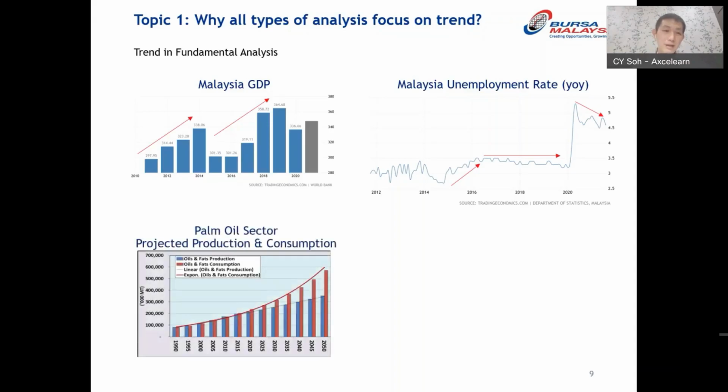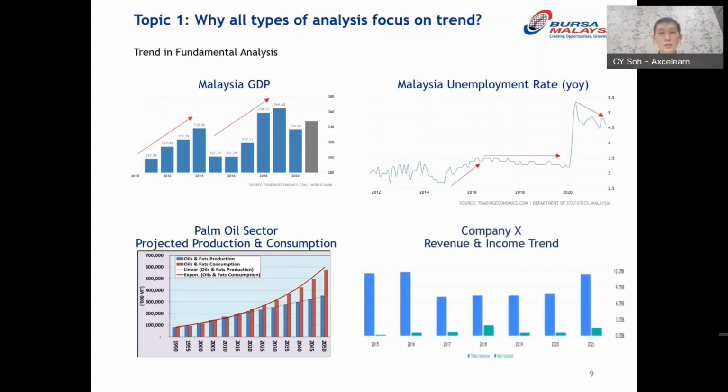Now, another fundamental factor is related to the palm oil sector. This data is taken from MPOB, where they project the production as well as the consumption for Malaysia palm oil. Here you can see there is an uptrend. And lastly, one of our biggest plantation companies, here you can see the trend as well in terms of their revenue, their sales, as well as their income. Again, there is a downtrend as well as an uptrend.